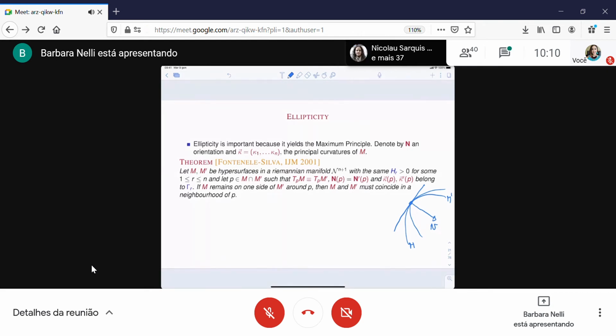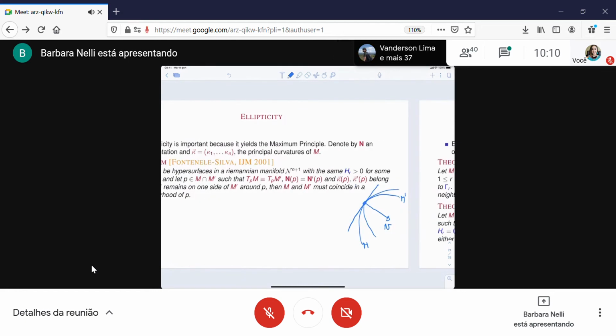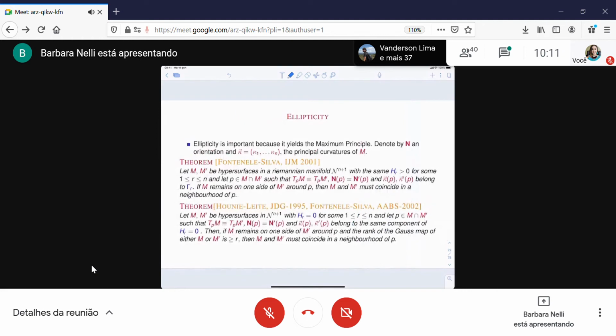Okay, let me also say what happens for H_R equal to 0, so that we state the maximum principle that we will need all over the talk. In this case, there was also the intervention of Aiyama and Leite. And you have the same, but provided that the rank of the Gauss map of one of the two surfaces is larger or equal than R. Then you can really prove the same maximum principle. I don't repeat it again.